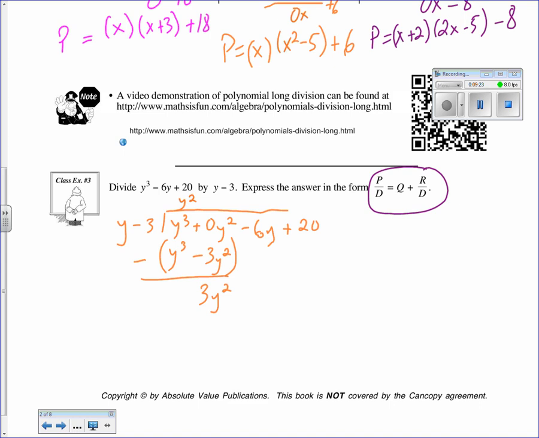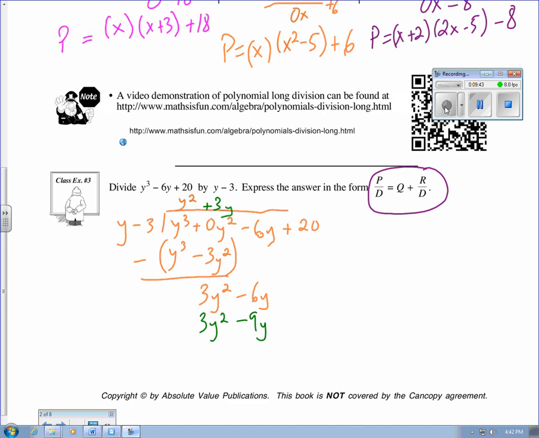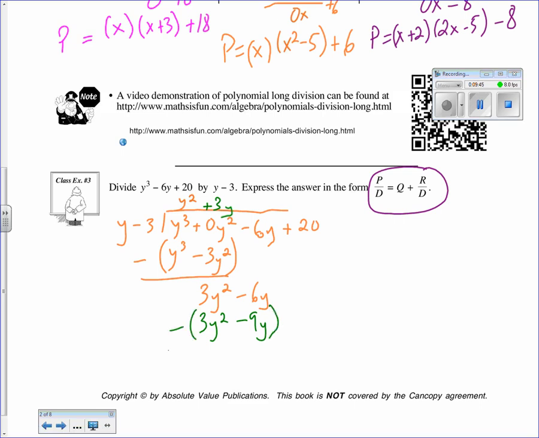Bring down the 6y. And then ask myself, what's the next number? Well, I need a plus 3y. Plus 3y times y is 3y squared. And 3y times minus 3 is minus 9y. Again, watching my subtraction, 3y minus 3y is 0. Minus 6y minus minus 9y is a plus 3y, and then plus 20.